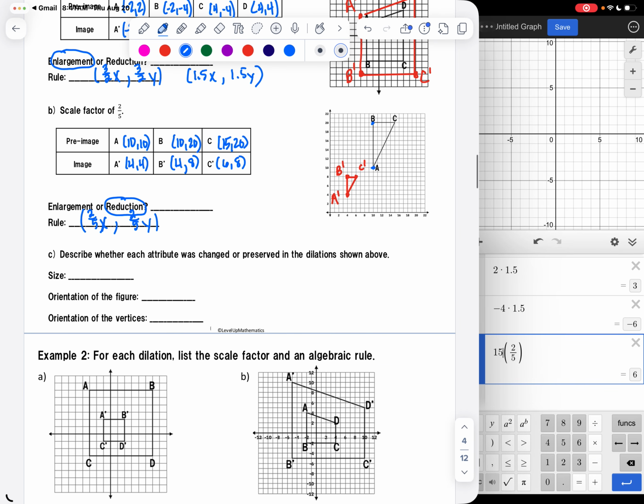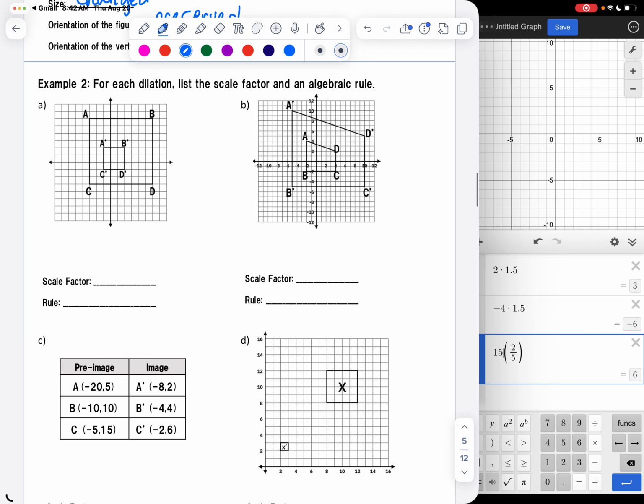So when we transform these figures by dilation, it says describe whether each attribute was changed or preserved. So the size in a dilation is always changed. It'll get either bigger or smaller. But we're not turning the figure at all, so the orientation is preserved. And the orientation of the vertices is also preserved. They're still going in the same order, so it is also preserved. Okay, we didn't rotate anything or turn it, so we're all good as far as the orientation of the figure and the orientation of the vertices.